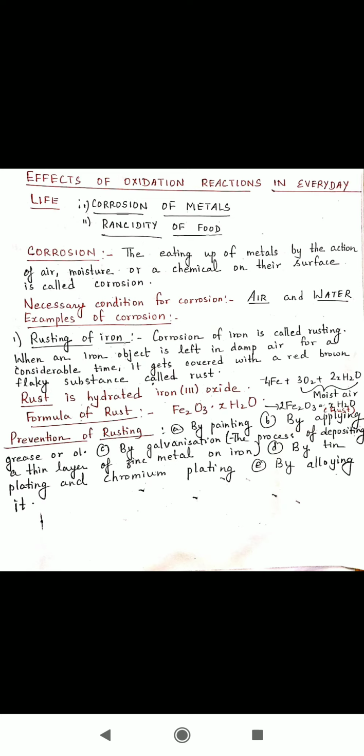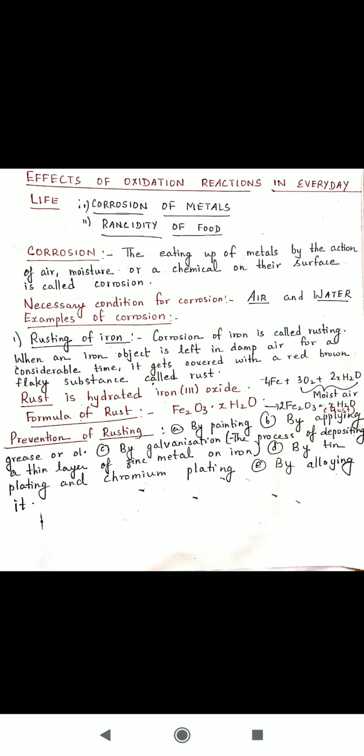Examples of corrosion: we will cover three topics here. One is rusting of iron, which every one of you is familiar with. Second is that a copper vessel gets a greenish coating when exposed to air for a long time, and third is tarnishing of silver jewelry after a long period.